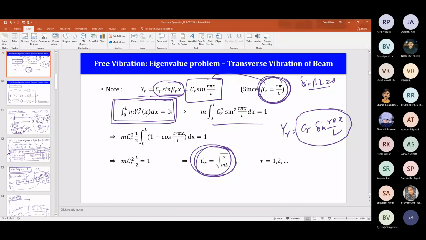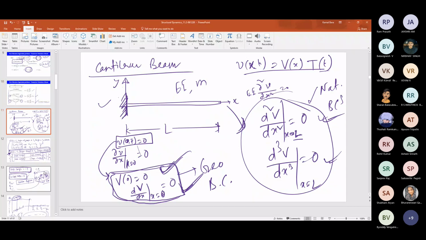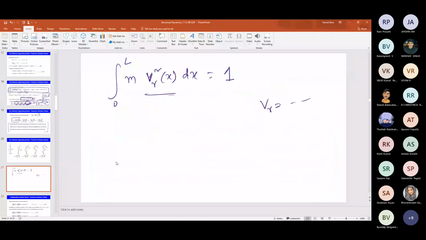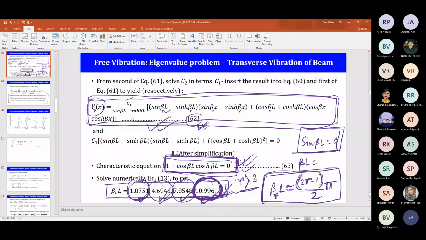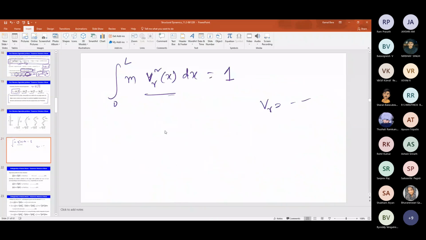That is not the case for the cantilever beam. For each mode, you have to first find out beta r L, that is the solution, and then put it here. Say for the first mode you have done that. Then you have to numerically integrate it. The integration is also not straightforward. I have done it in MATLAB. You will most probably not find it in any book, the mass normalized mode shape for a cantilever beam.